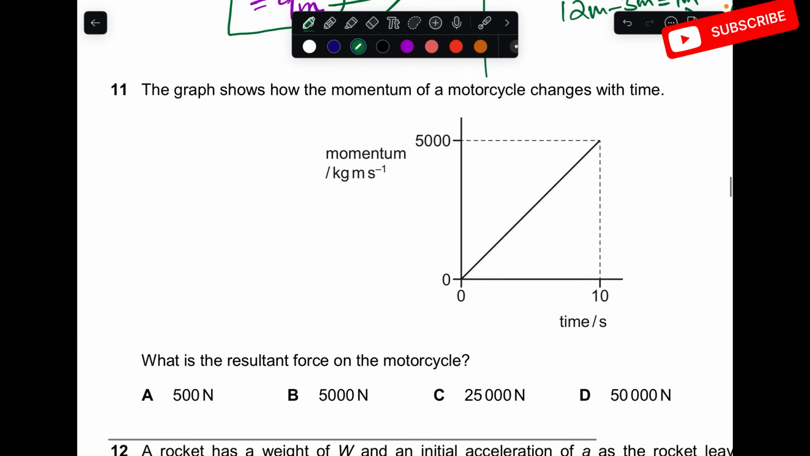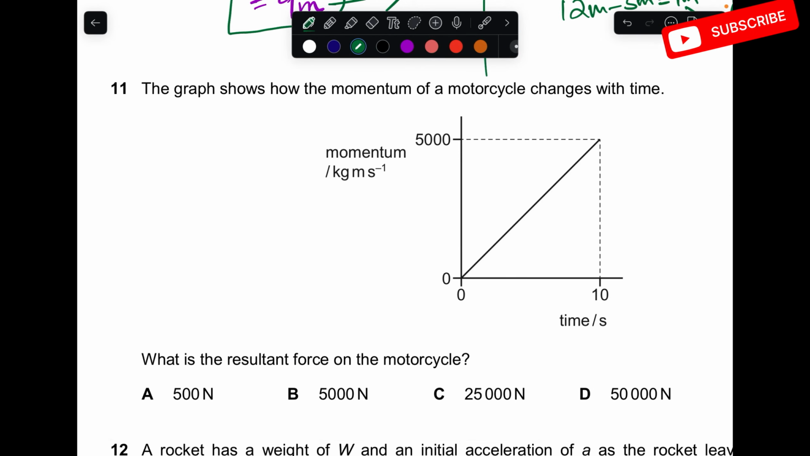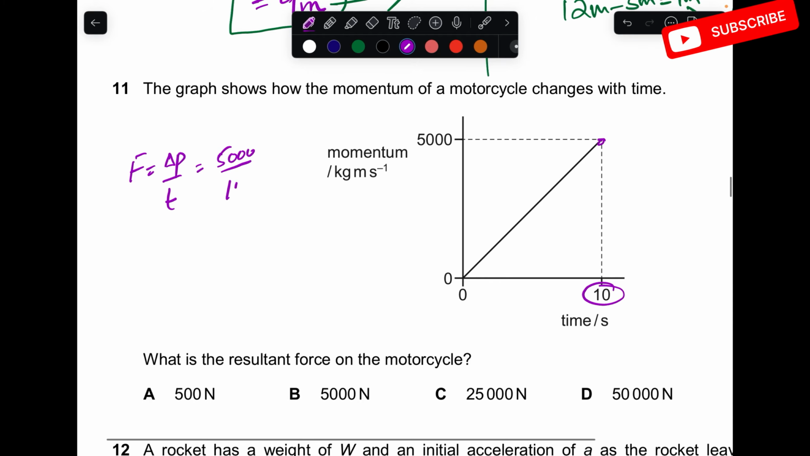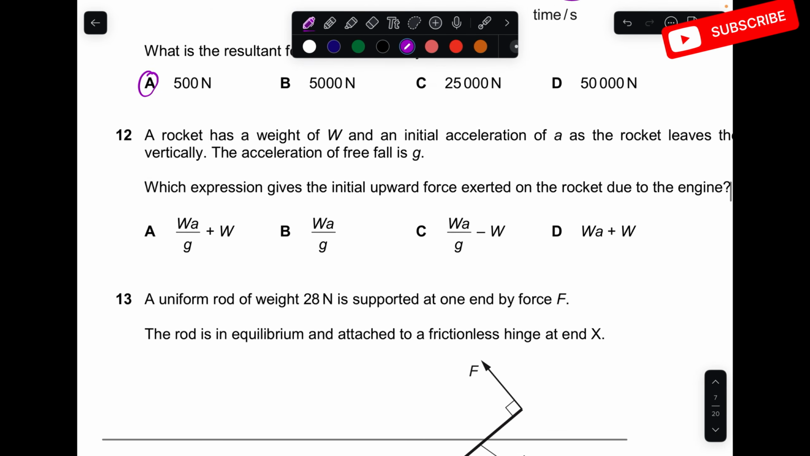In question 11, the graph shows how the momentum of a motorcycle changes with time. What is the resultant force on the motorcycle? Very simple question. F is the change in momentum over time. So momentum was initially 0, it is 5000 at this point, and time is 10. It will give you 500 Newton. Option A. Pretty easy question.